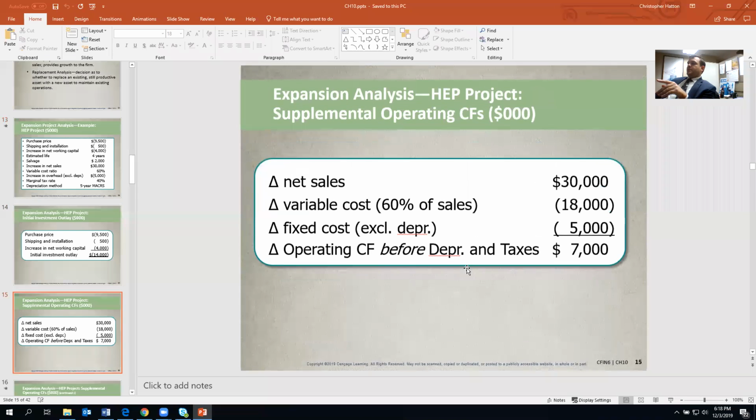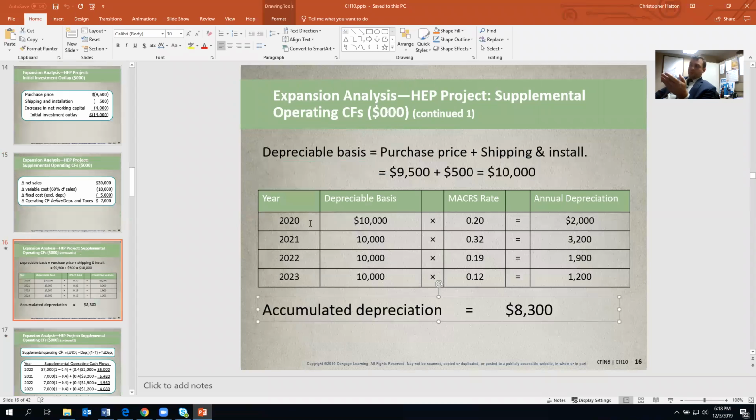So going to the actual table here. And then this would be what your Excel would look like here to be able to calculate depreciation. So first year 20, second year 32, third year 19, fourth year 12. And then you multiply the depreciable base by these depreciation factors, and then you get this for annual depreciation. You add them all up, and then you keep this as your accumulated depreciation figure, which will be brought up later.